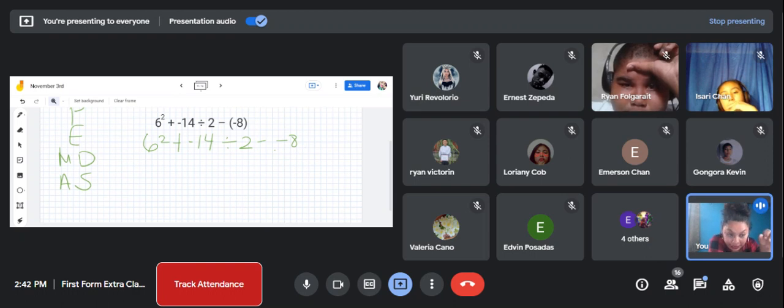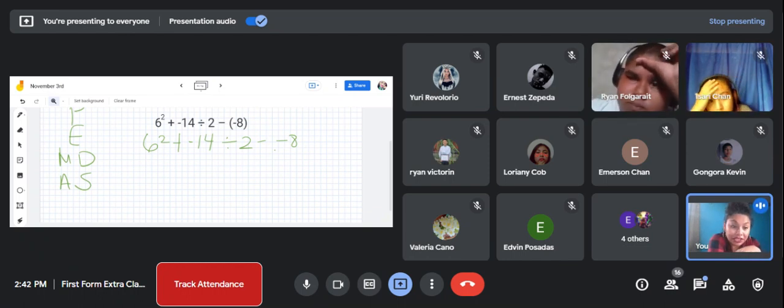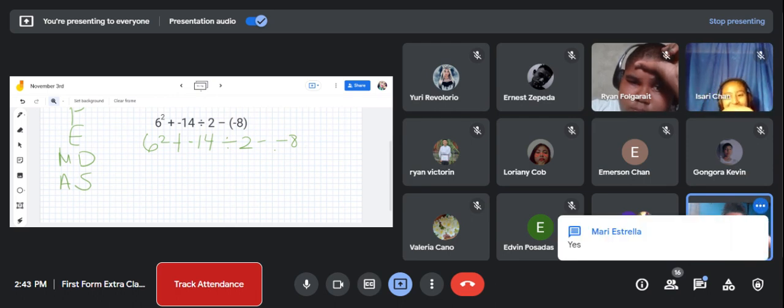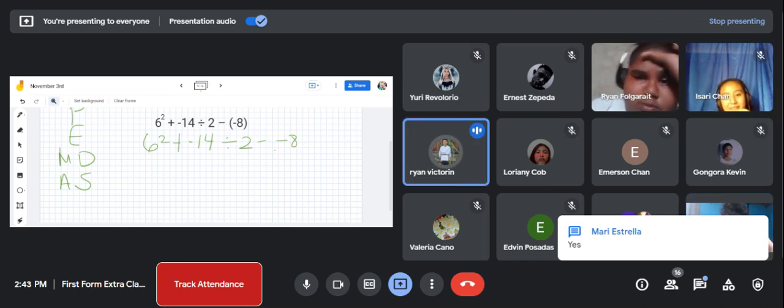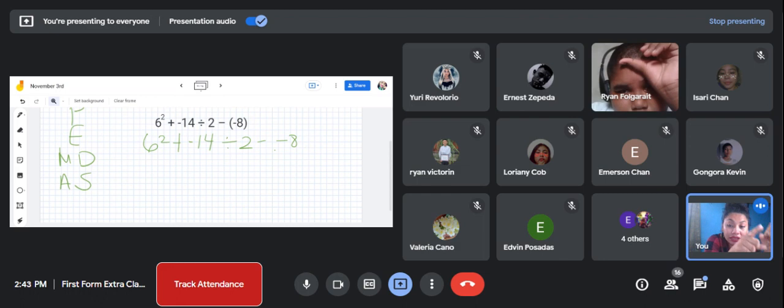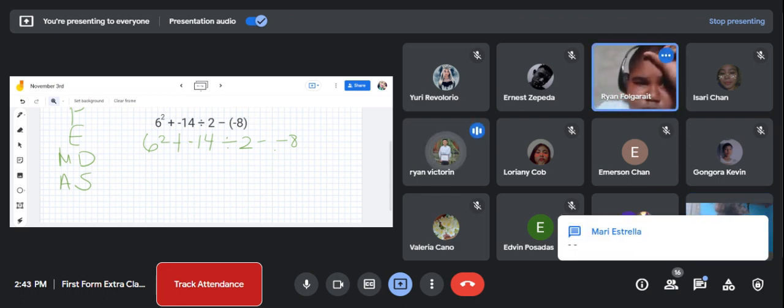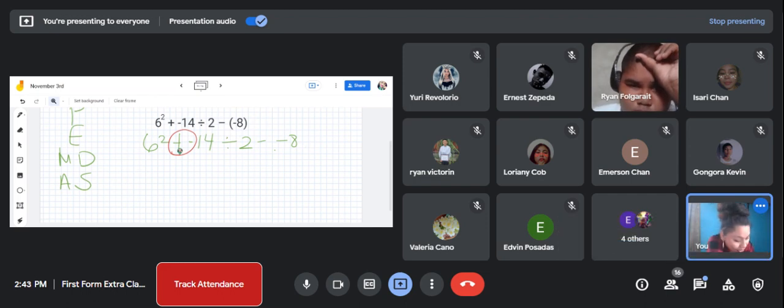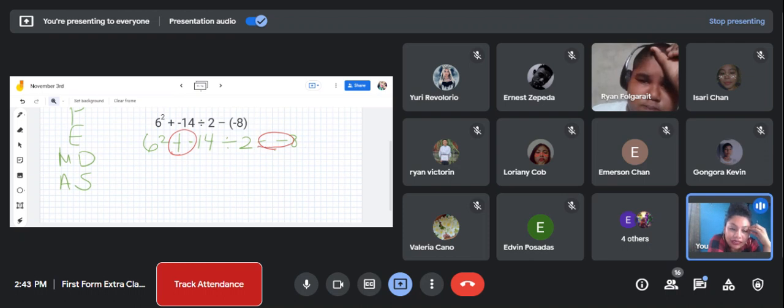We have double signs, right? Double signs are like when you have plus minus, minus plus, plus plus, minus minus. Do you see any of those in this question? Do you see the two signs that are together, one beside the other? We have 6 squared, plus and minus right there, and we have minus minus right there. We want to avoid these, or remove them.